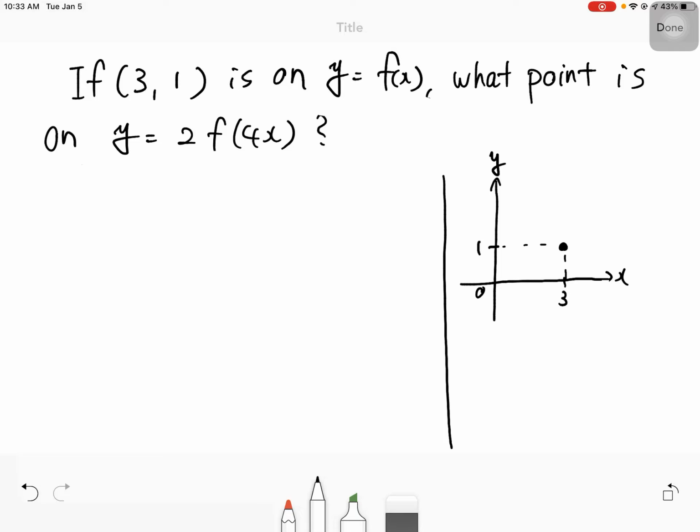Okay, let's get started. What do you have to do to solve this question? What I would do is you put (3, 1) first, and this is the point on y equals f of x. Then you move this point with the process of transformation of the graph from y equals f of x to y equals f of 4x. So let me do that. But it's a bit hard to transform from f of x to y equals 2 times f of 4x at one time. So let's do it step by step.